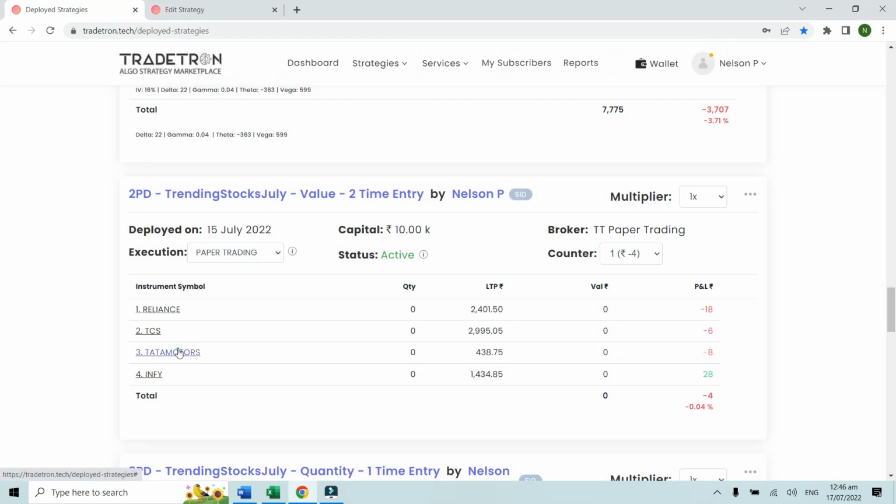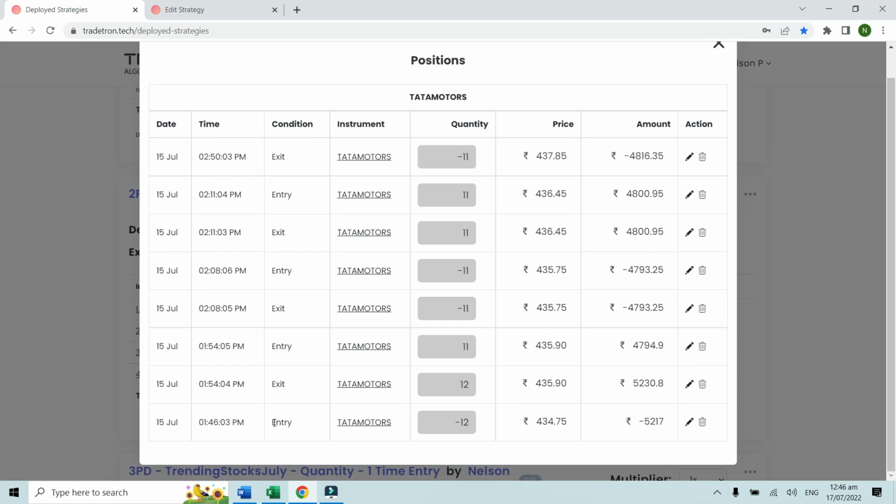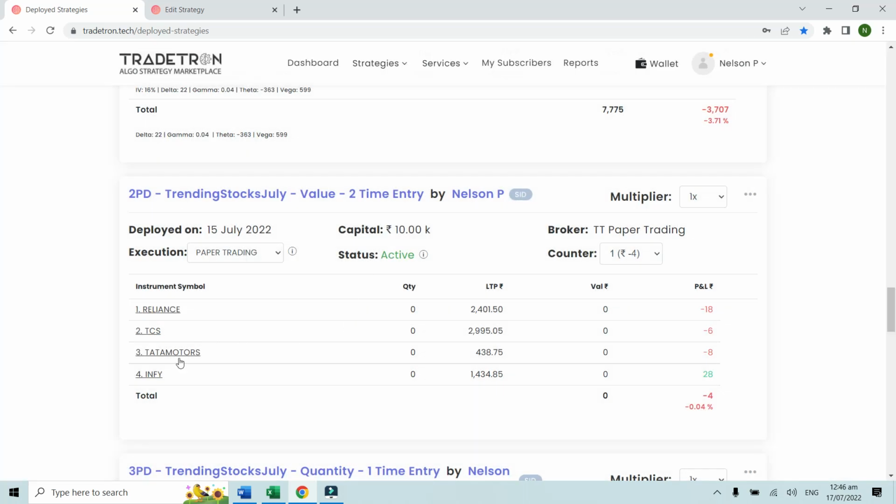Similarly, if you see Tata Motors as well, it entered into the short position at around 1:46. This was the first short entry. The second short entry was at around 2:08 p.m. Also, the first long entry was at 1:54 p.m. and the second long entry was at 2:11 p.m., and at 2:50 it got exited, and after that it has not taken any further trades. So that is how you can restrict.